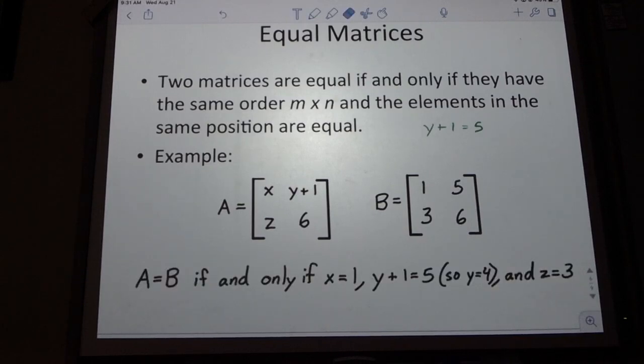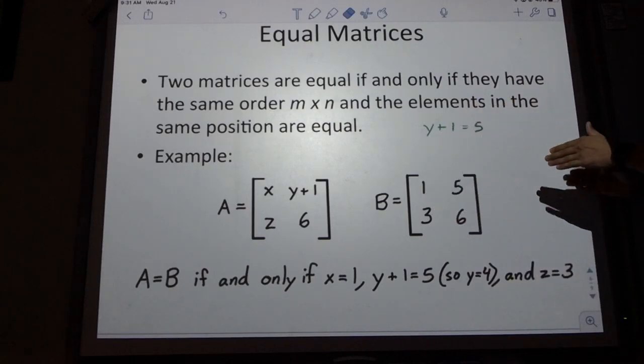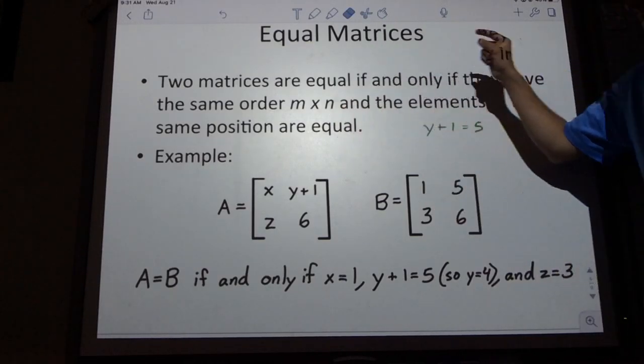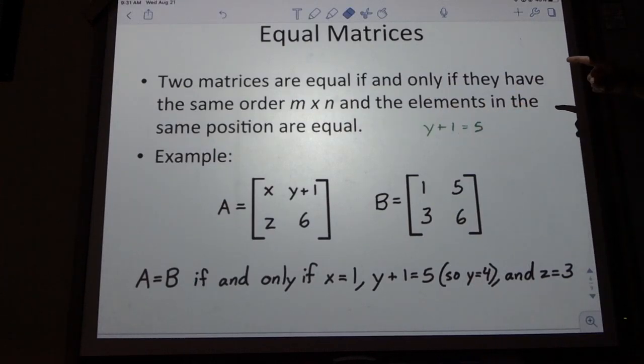So at the bottom I've got written down right there, A equals B. Those are equal matrices if and only if that x is the same as 1, that y is the same as 4, and that z is the same as 3. Okay? That is the only time that those can be equal, because everything has to match.